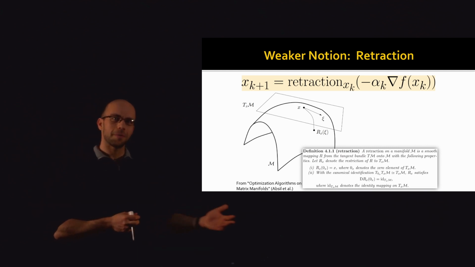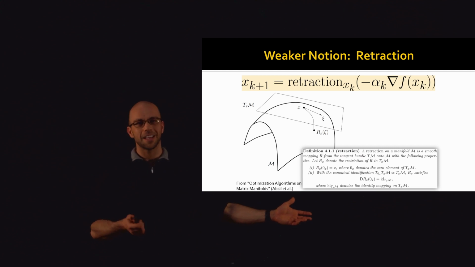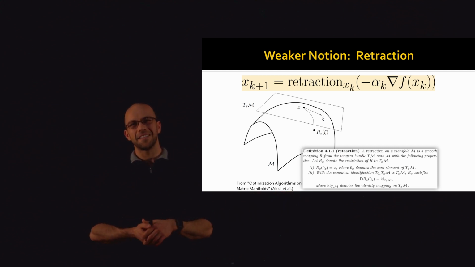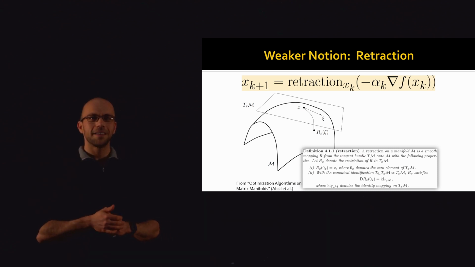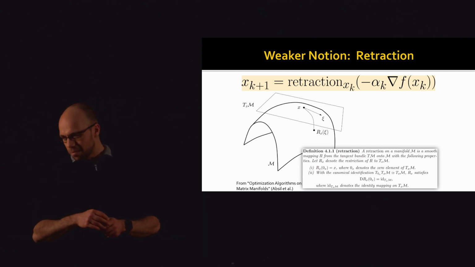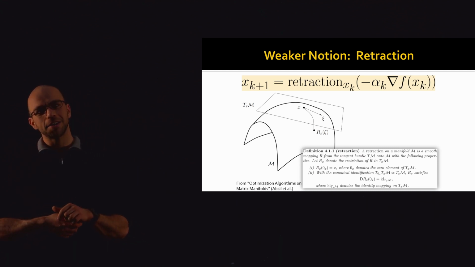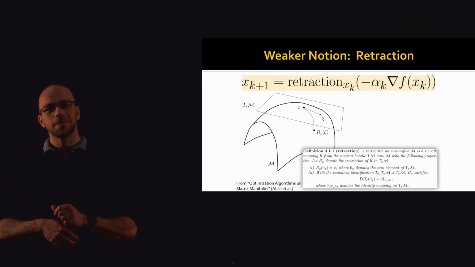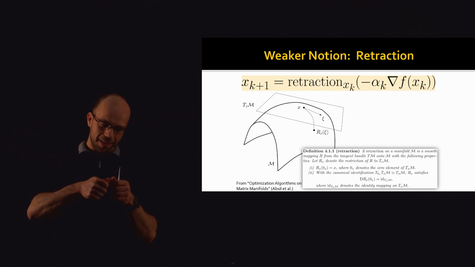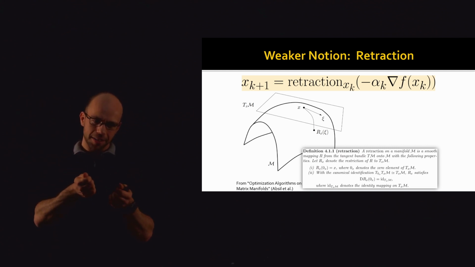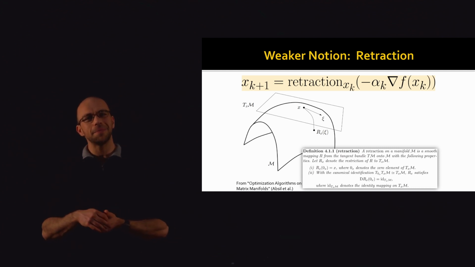It satisfies two properties. The first one is that if I put in 0 into my retraction, it leaves that point alone, just like the exponential map, right? If I put the 0 tangent vector into the exponential map, it just gives me back the point that I started with. And the second property is that if I differentiate the retraction at 0, then I get the identity map. The reason for that is essentially that locally a retraction is an isometry. So to first order, retraction and the exponential map agree.